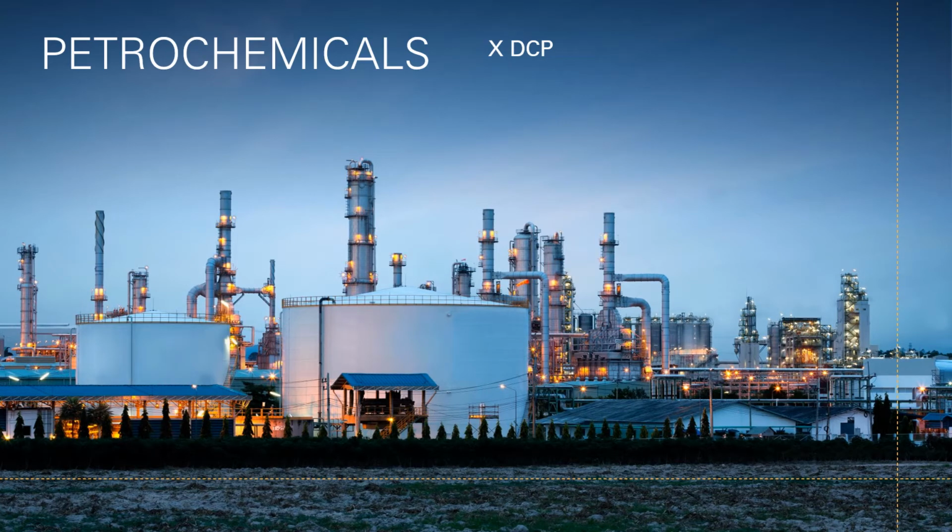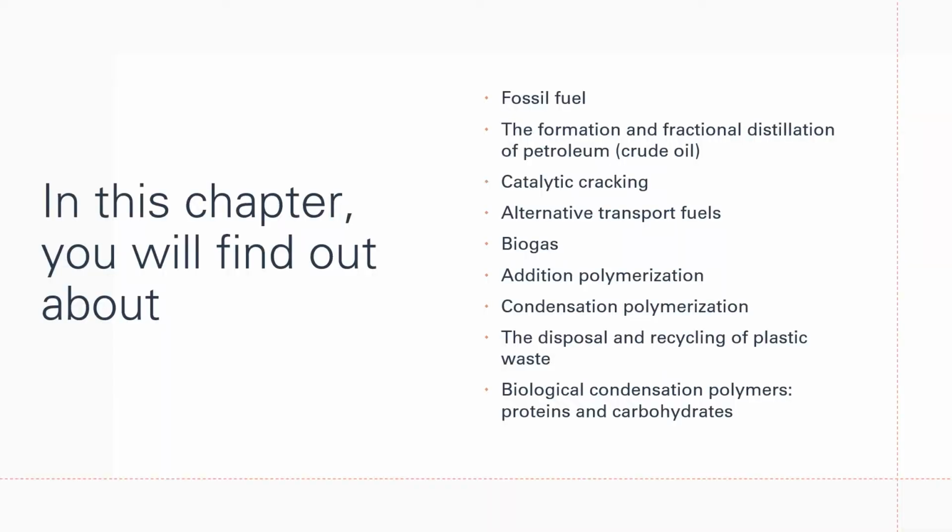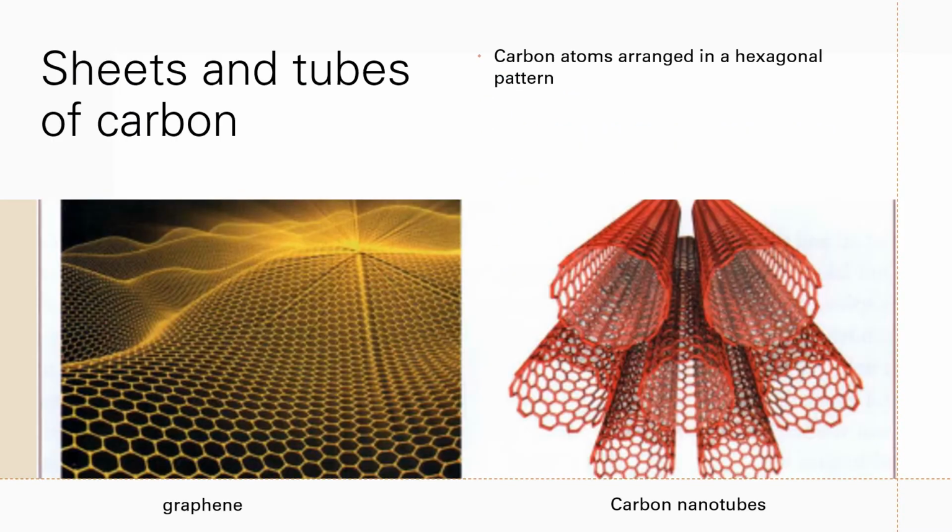This video is about petrochemicals. In this chapter, you will find out about fossil fuel, the formation and fractional distillation of petroleum or crude oil, catalytic cracking, alternative transport fuels, biogas, addition polymerization, condensation polymerization, the disposal and recycling of plastic waste, biological condensation polymers, proteins, and carbohydrates. The new type of carbon is graphene and carbon nanotube.